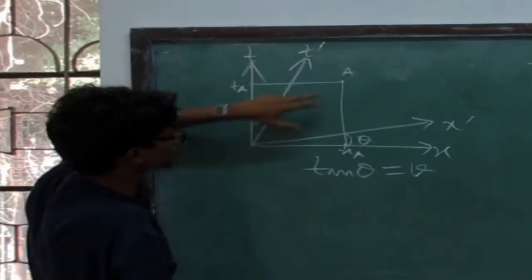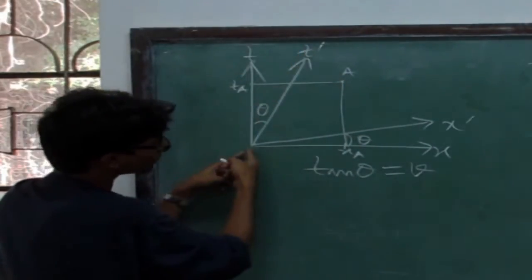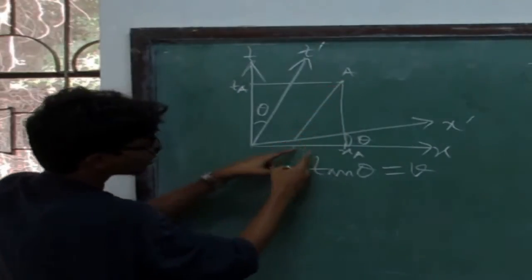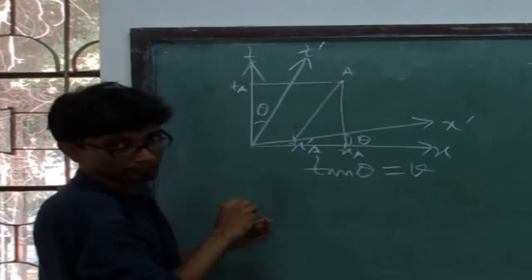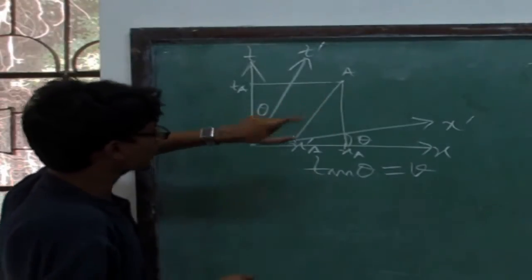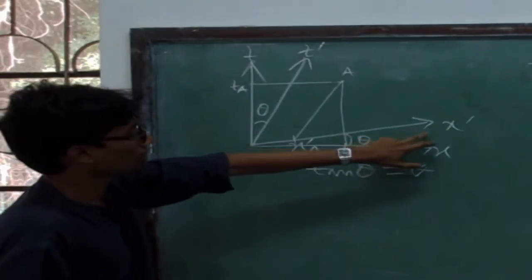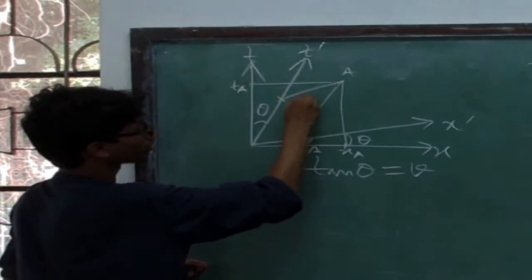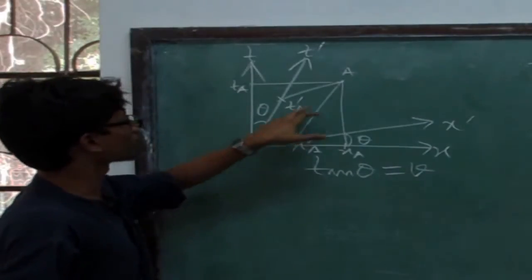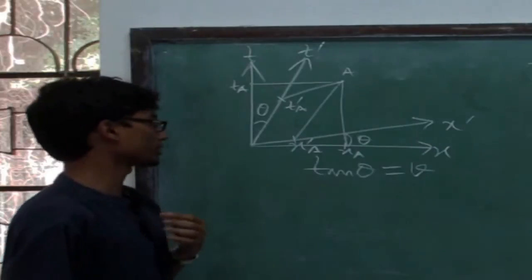So to get the x prime coordinate of A, I'll drop a line parallel to the t prime axis on the x prime line to get the x prime coordinate of the event A, and do the exact same thing, drawing a line parallel to x prime, to get the t prime coordinate of A. I'll call that ta prime. So that's how we find the space and time coordinates of events in a Minkowski diagram.